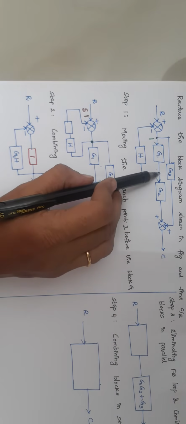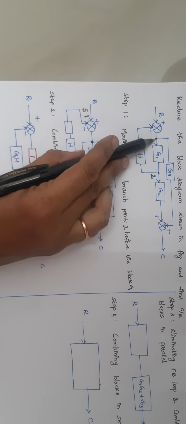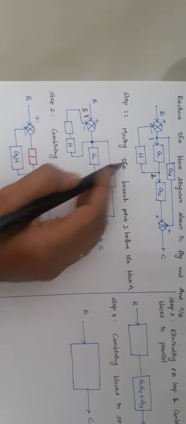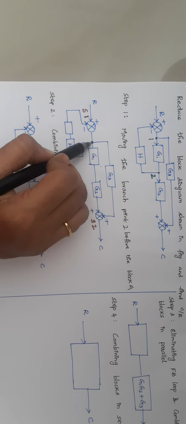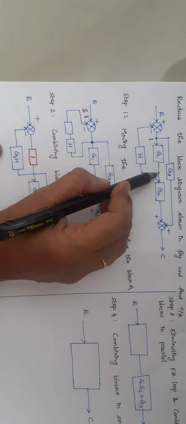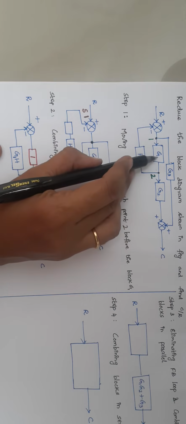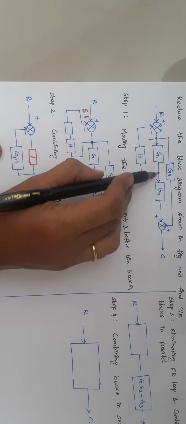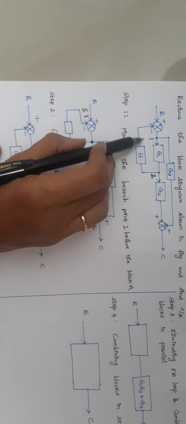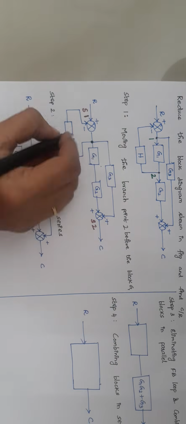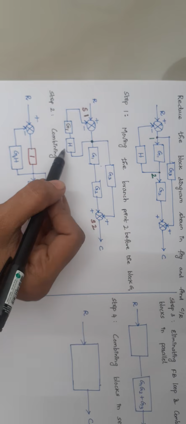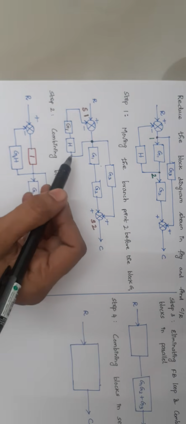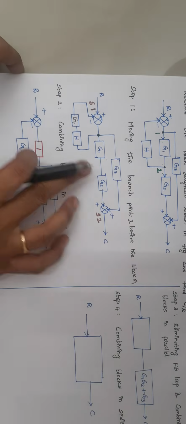In this case, branch point 2 is moved in front of the block G1. So when I am moving this point 2 to point 1, I am moving this branch point in front of the block G1, so I have to include a block G1 in this line. Here this is your G1, and this sketch remains here as such. So this is your first step.